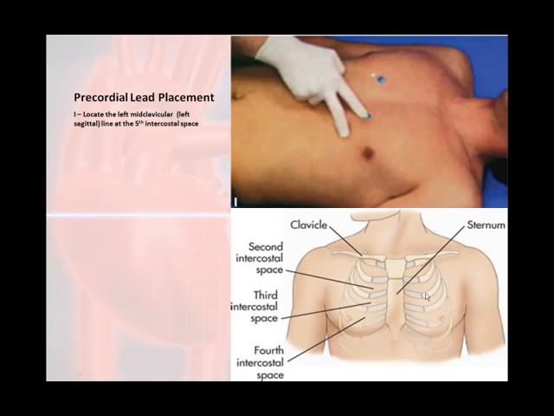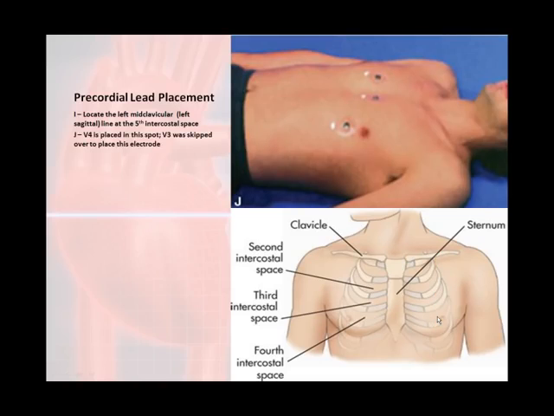Our next step is that we're going to find the left midclavicular line in the fifth intercostal space. We're going to use the midclavicular line, which means I'm going to start here, and I'm also going to look over here, and I'm going to go from the midclavicular line down to the fifth intercostal space. Once I find the midclavicular line, fifth intercostal space, I'm going to place V4.